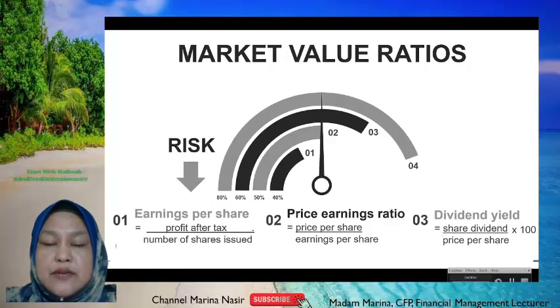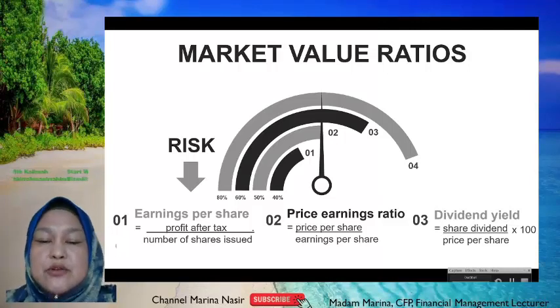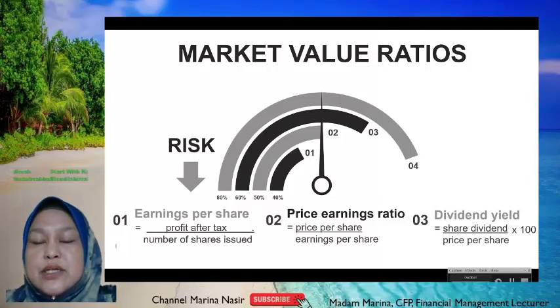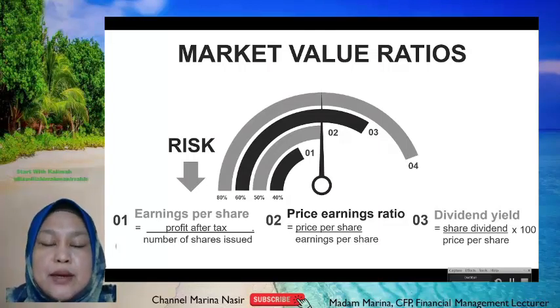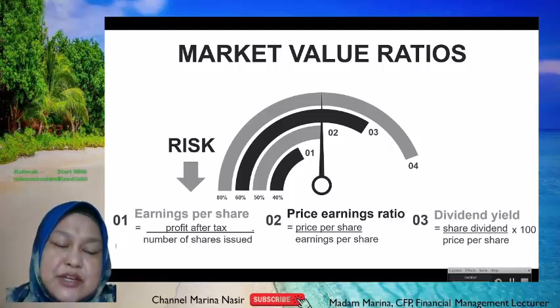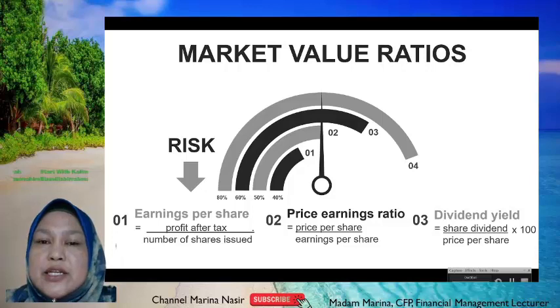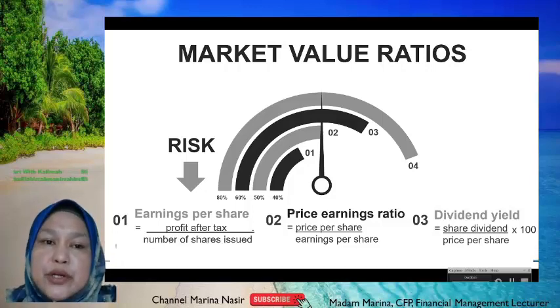This is market value ratio. We want to calculate the earning per share and also price earning ratio and dividend yield. So it's not covered in your syllabus. But you can take the earning per share value from the financial report, from the annual report and financial statement.